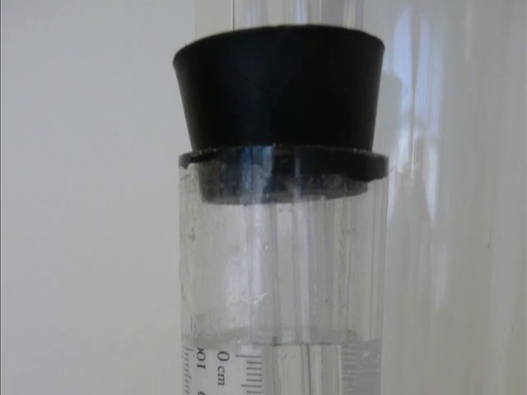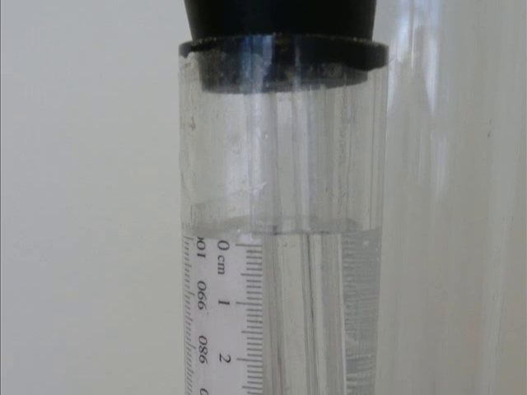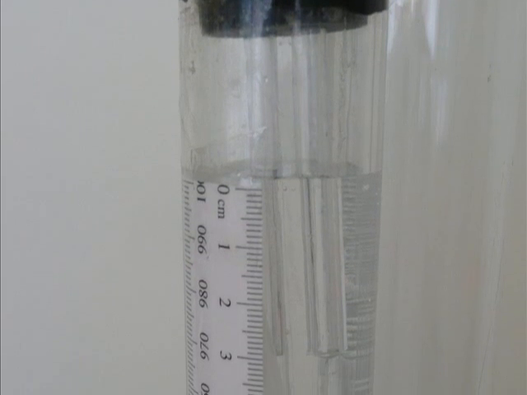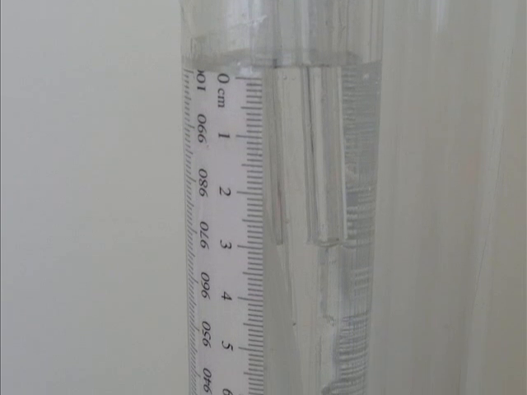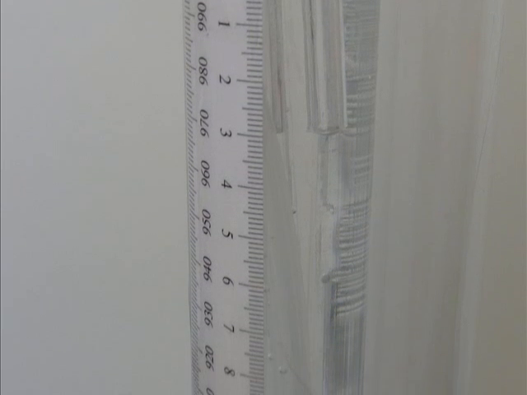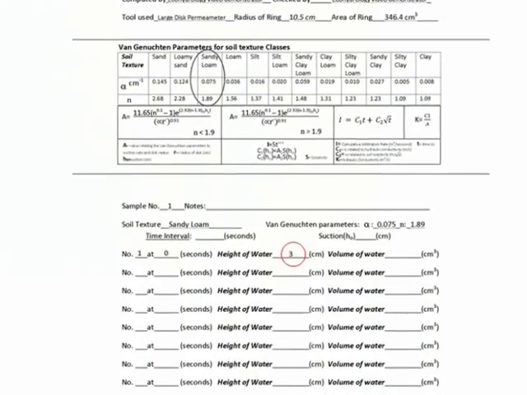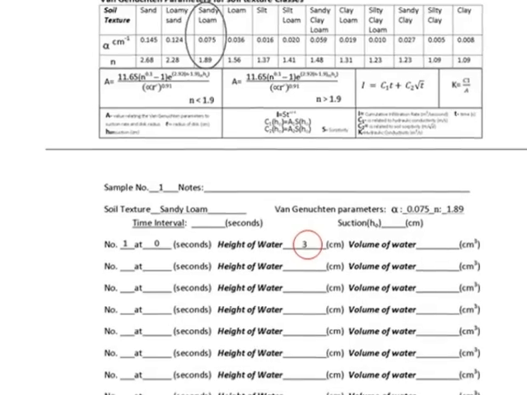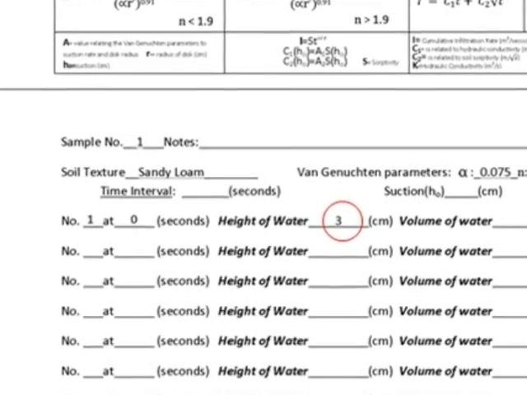Now, remove the cap of the Marriott tube and fill water to the top of the tube. Recap the Marriott tube and ensure the suction tube is clamped. Before the infiltration trial begins, note the initial water level on the storage tube and note it on the data sheet.